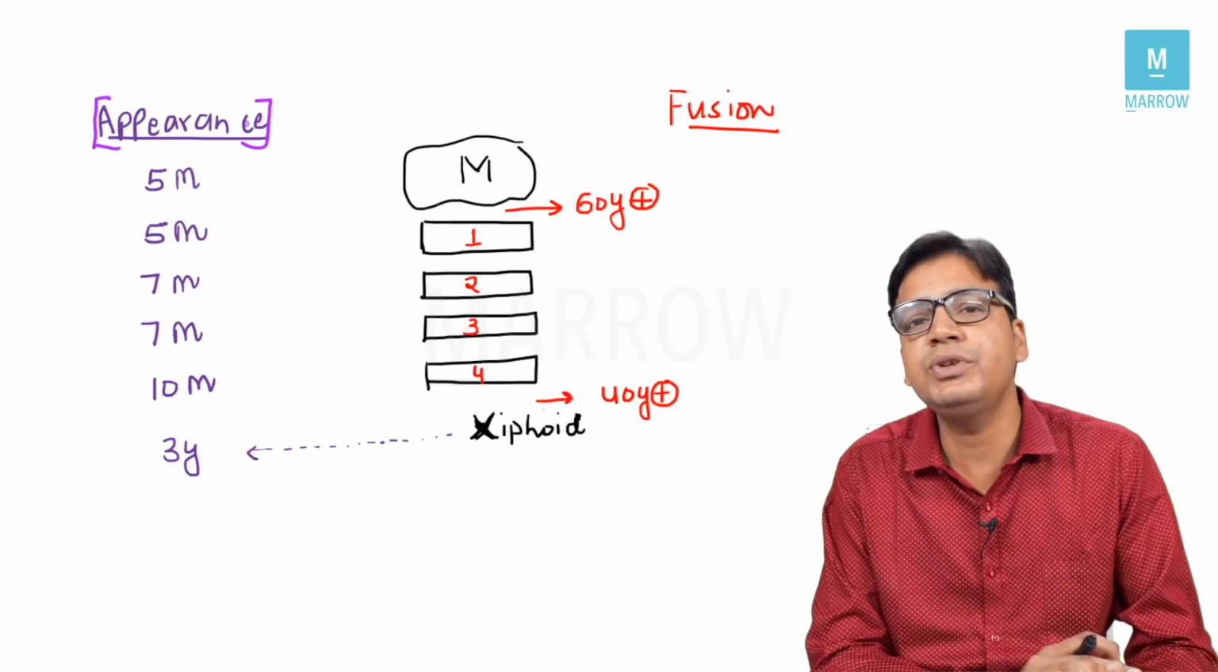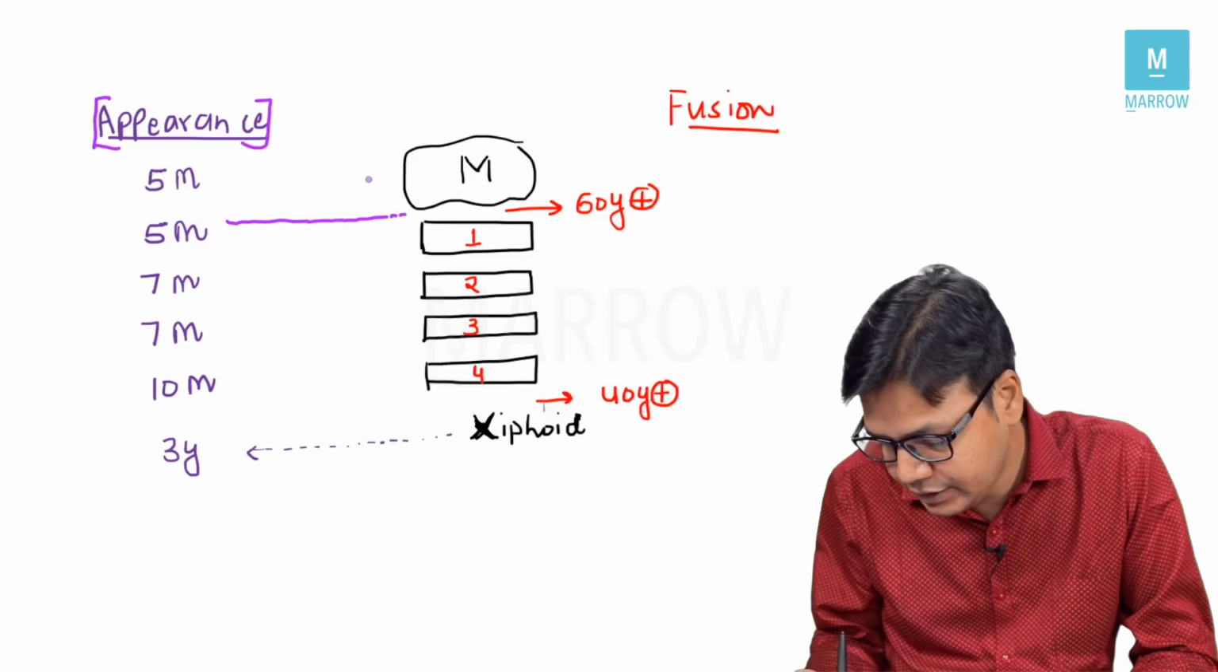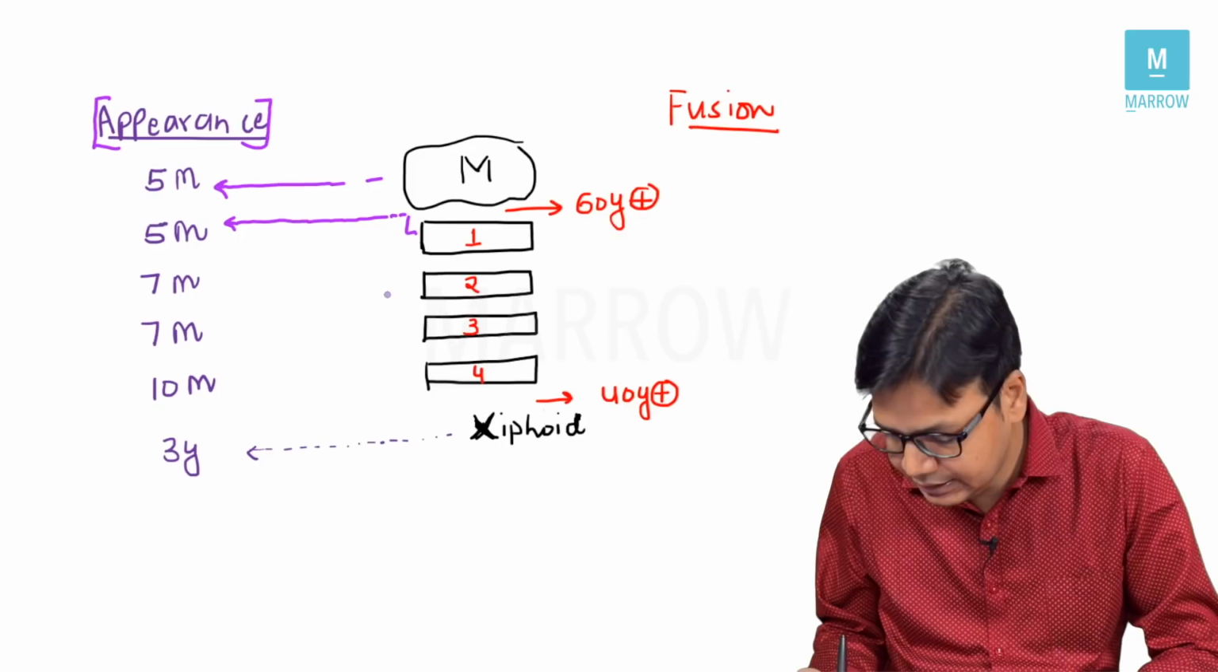Friends, how will you remember this? See, it will start with five. This is the manubrium, fifth month. This is the first piece, fifth month. So the first two are fifth month, five, five, done. What comes after five? It is the 7th month. This is the 7th month.